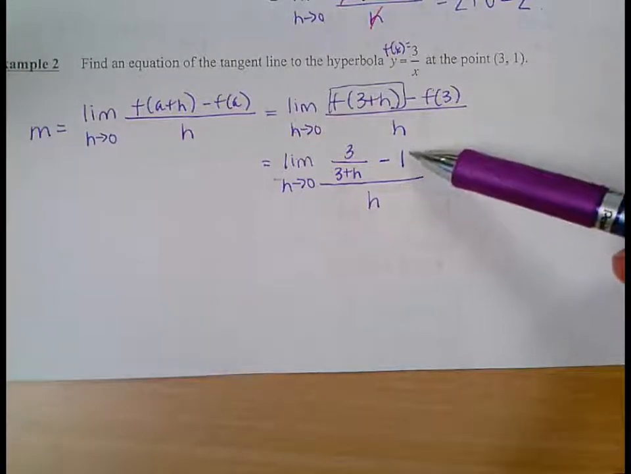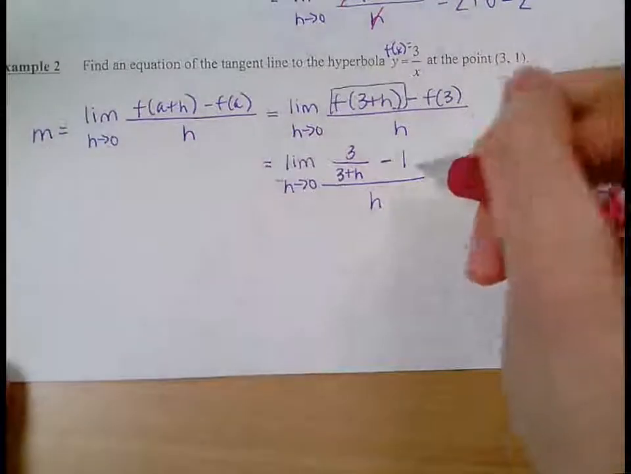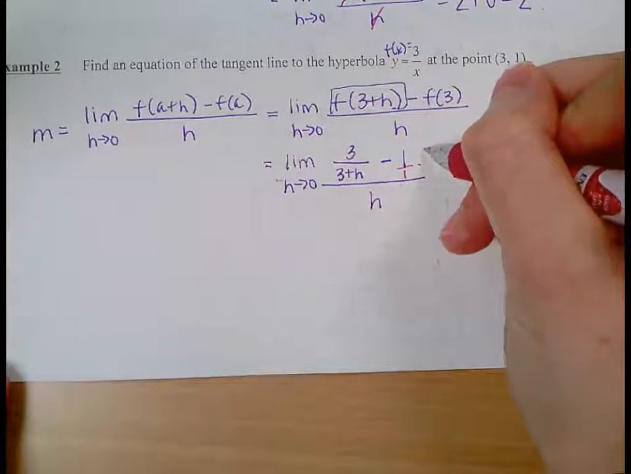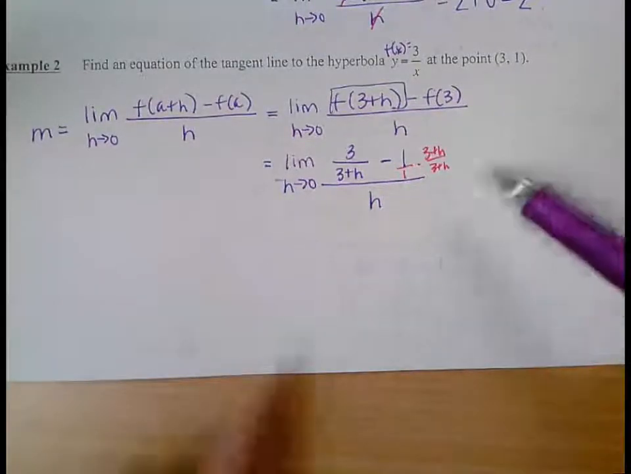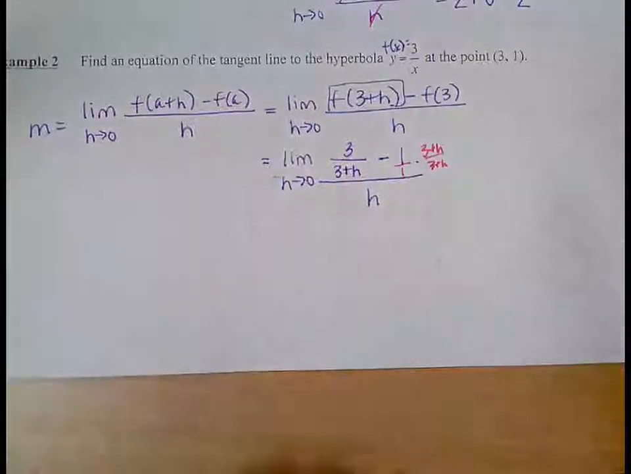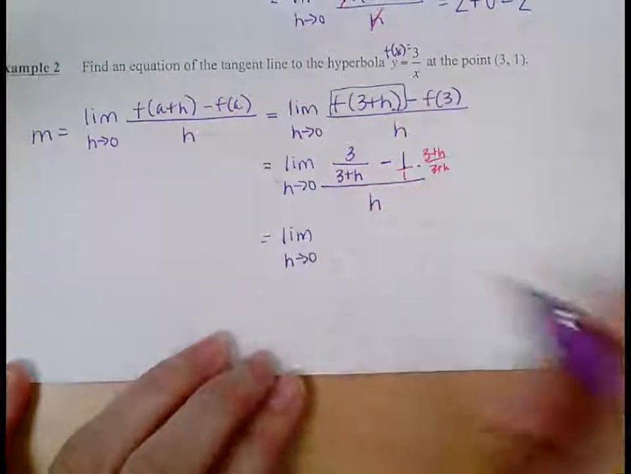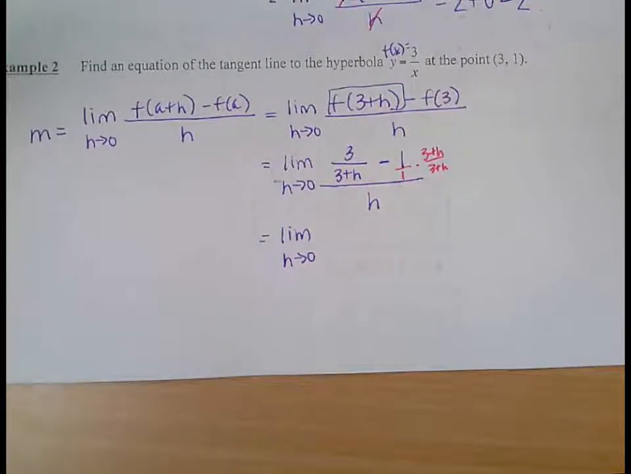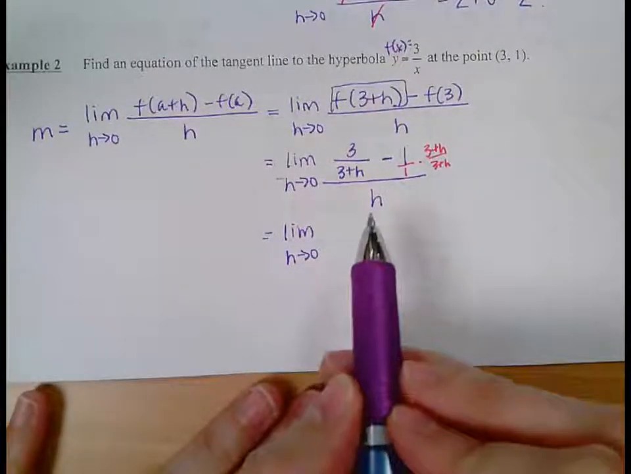We could write this 1 whole. It would be equivalent, if this is 1 over 1, to multiplying it by 3 plus h over 3 plus h, so that you have a common denominator on the top. Evaluating these limits, this is all algebra. This is all review of algebra. So we're reviewing a lot of algebra in a limit problem.